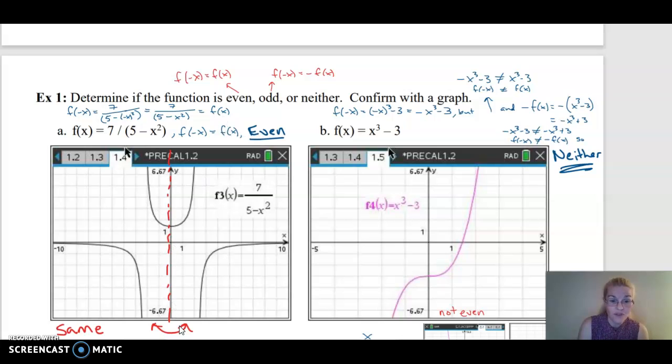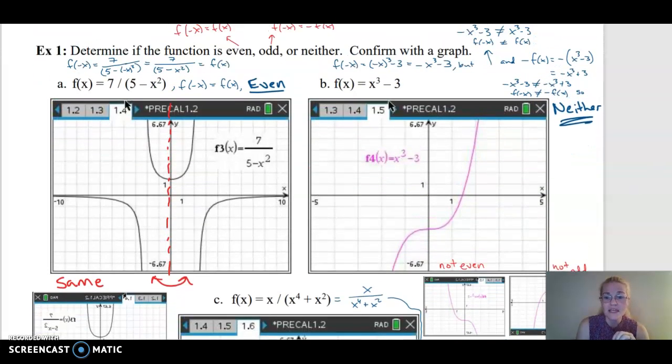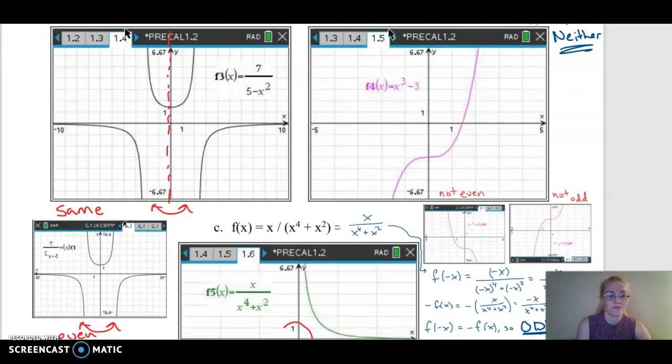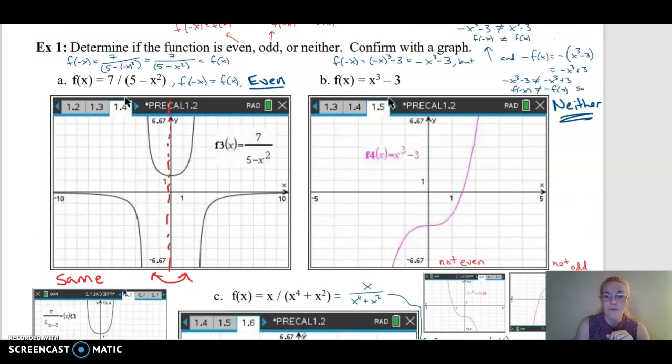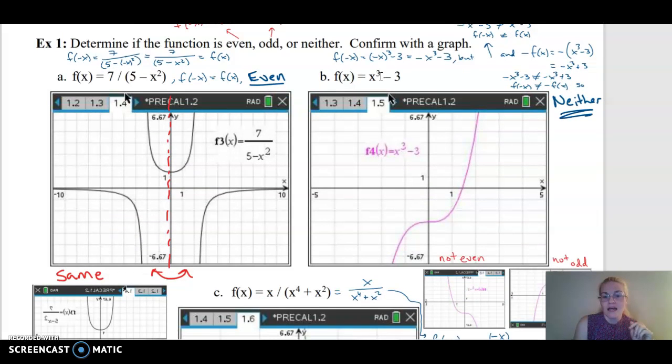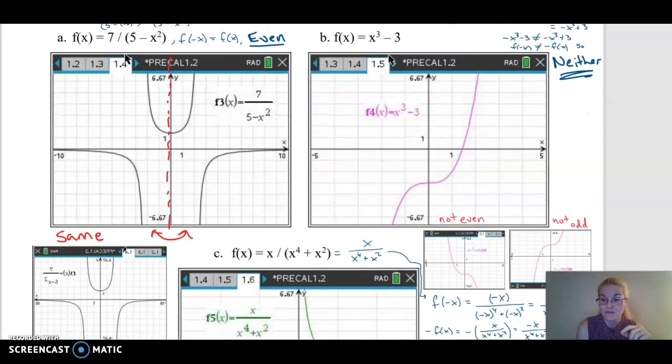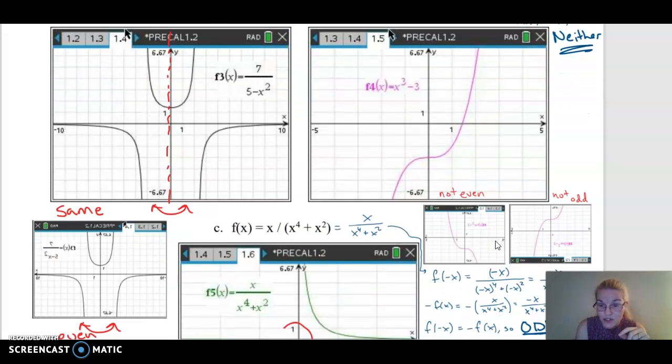And we can confirm it with the graph because when we flip it over the y-axis, it's the exact same thing. And there's my little flipped over picture. For part B, x cubed minus 3, again, based on just the picture, it's not going to be anything. Flip it over the y-axis and it's not going to be the same, or rotate it 180 degrees, it's not going to be the same. And that's what these two pictures show.